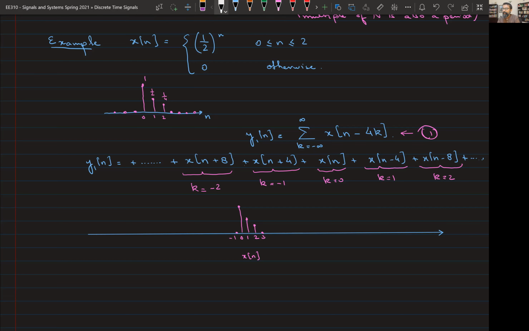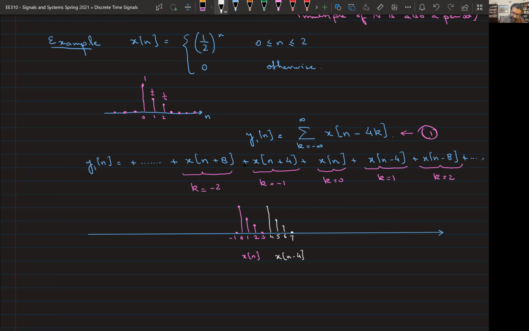What would x of n minus 4 be? The x of n minus 4 would just be this pink thing shifted to the right by 4 indices. Therefore, instead of starting at 0, it's going to start at 4. So this is what x of n minus 4 is going to be, where this is 4, this is 5, this is 6, this is 7. And so this is x of n minus 4.